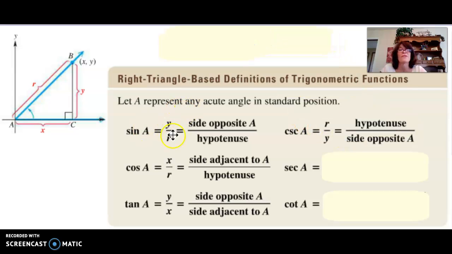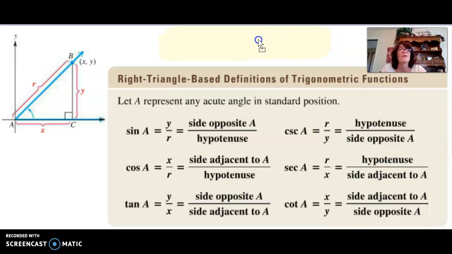Cosecant, of course, we just flip sine. So instead of y over r, it's r over y. Secant, we flip cosine, and cotangent is the reciprocal of tangent. So there they are, right triangle based. I kind of started trig this way. They remind you of it here again in chapter 2.